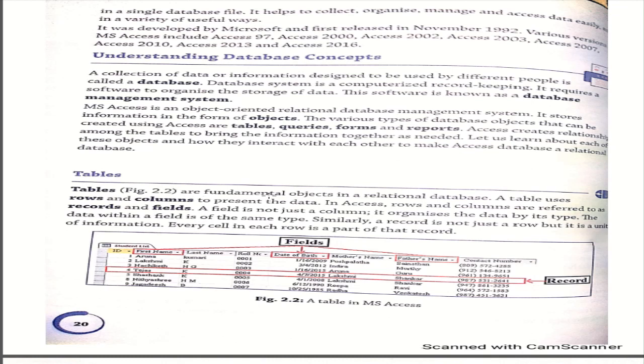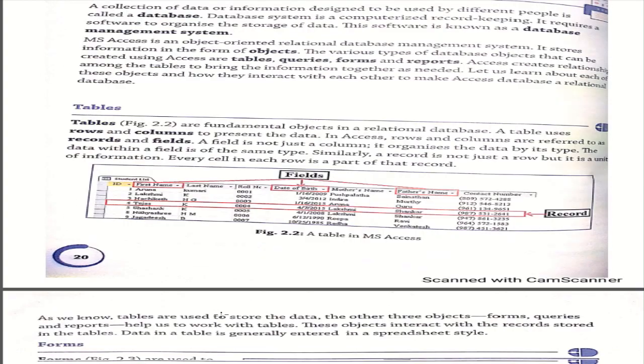So table is what? Tables are the fundamental objects in a relational database. A table uses rows and columns to represent the data. Here you can see that this data is being displayed in the form of a table: field names like first name, last name, roll number, date of birth. These are the fields, and the information stored in all these fields is known as your record.